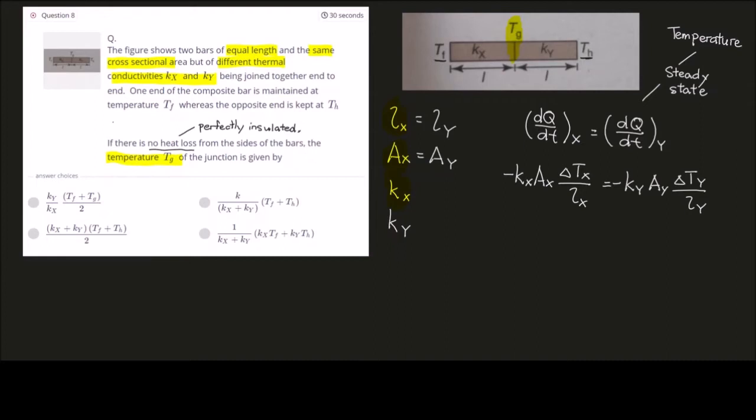So what can we do now? We know that Ax is equal to Ay, so that's a convenient thing to eliminate. And we know the negative signs are both here, we can just eliminate, and the lengths are the same, so we can eliminate. So we are left with Kx delta Tx equals Ky delta Ty. So what now? Well, we want to find something called Tg, and now you have no such thing in your equation.